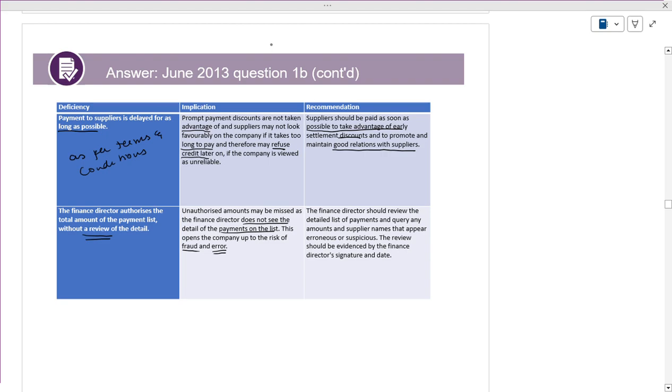The finance director should review the detailed list of payments. He is the ultimate person who is going to sign it off. He should query amounts and any other queries, the supplier names. Is there any suspicion? Are there any errors? The review should be evidenced with the signature and date.